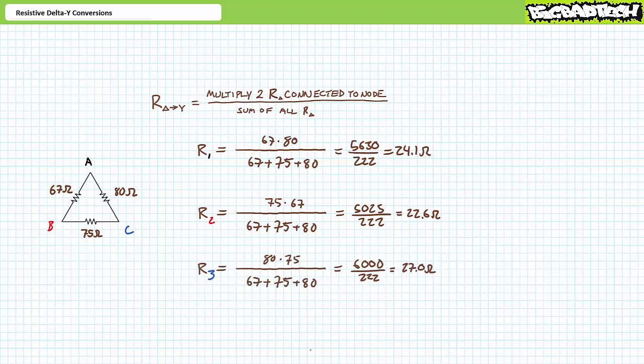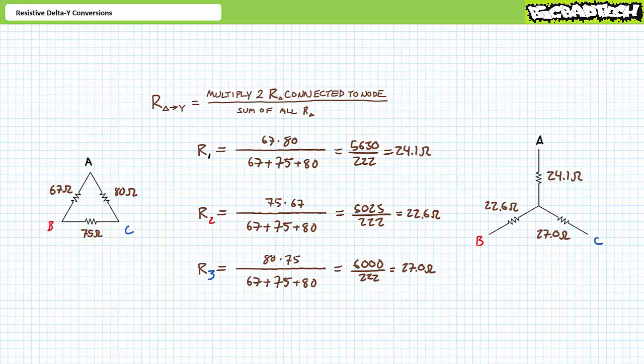Finally, to solve for Y resistance R3, we would multiply the two delta resistance elements connected to node C. This would be RCA and RBC. Then we would divide this by the previously calculated sum of all delta resistances, RAB plus RBC plus RCA. Our formula suggests R3 is 27 ohms directly attached to node C.